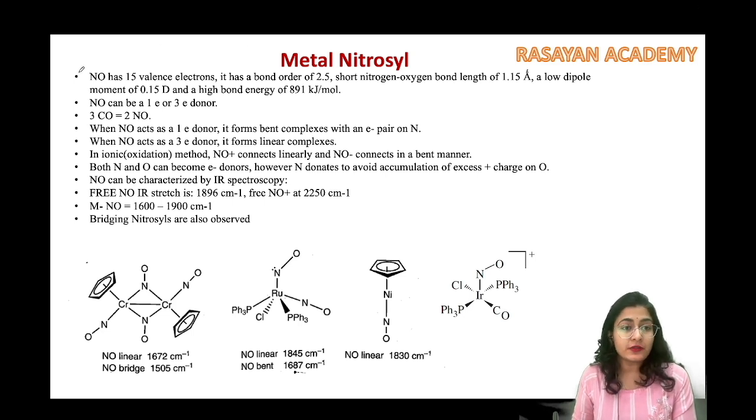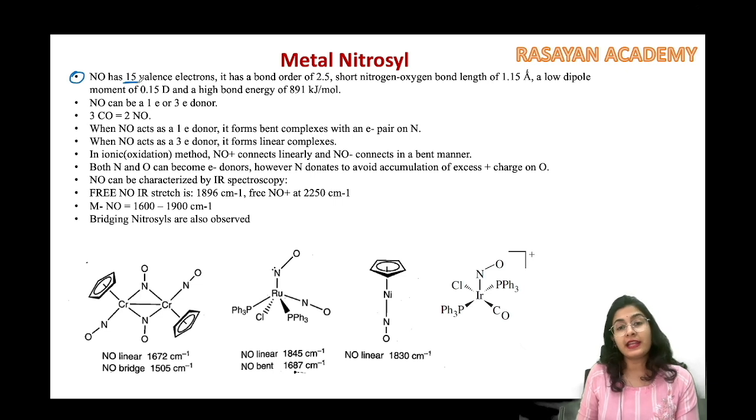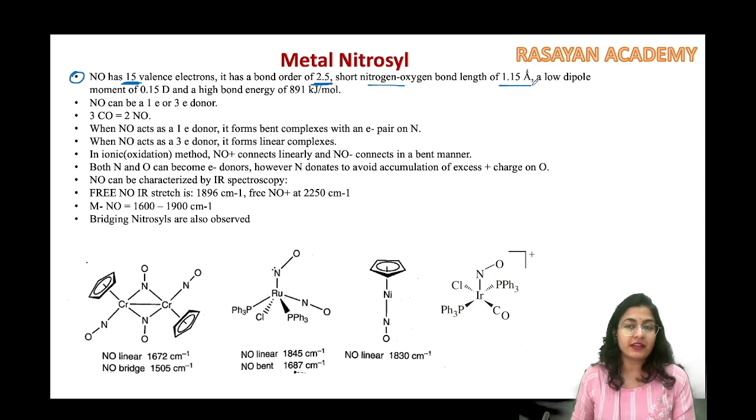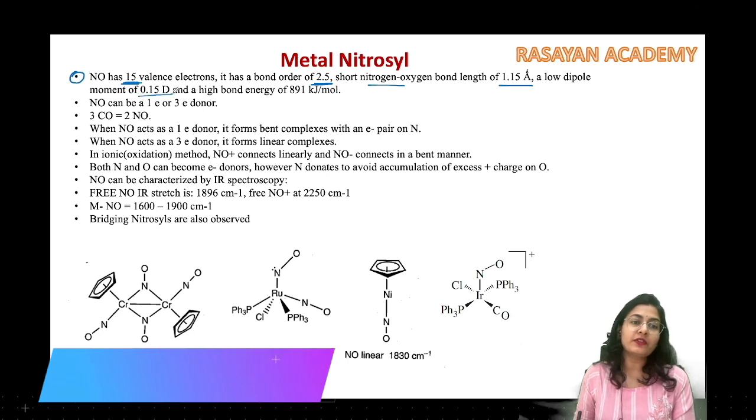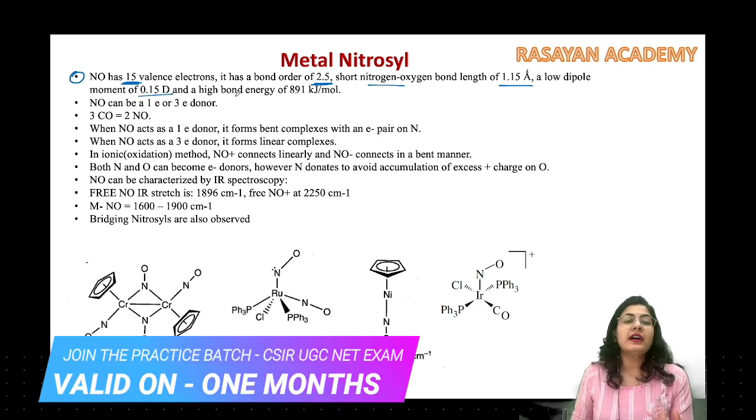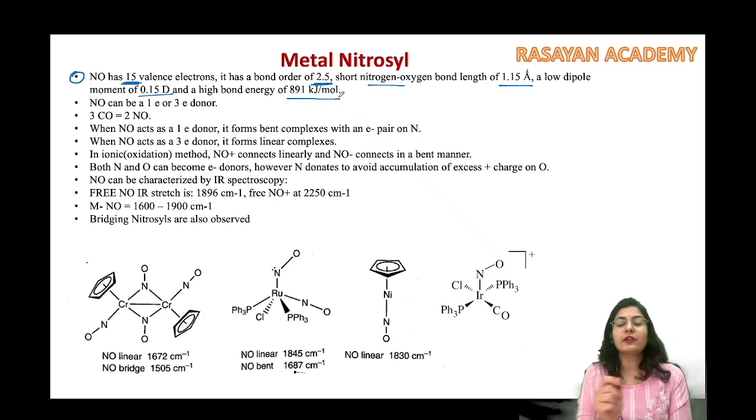So first of all guys, you already have seen that the nitrosyl itself has one extra electron than a carbonyl. So it is having a 15 valence electron system. A carbonyl has a 14 electron valence system. Okay? So it also has a bond order of 2.5, a short nitrogen-oxygen bond length of 1.15 angstrom, a low dipole moment of 0.15 Debye and a high bond energy of 891 kilojoule per mole. So bond energy is definitely going to be high. Triple bond, like almost a triple bond with more electronegative atoms.